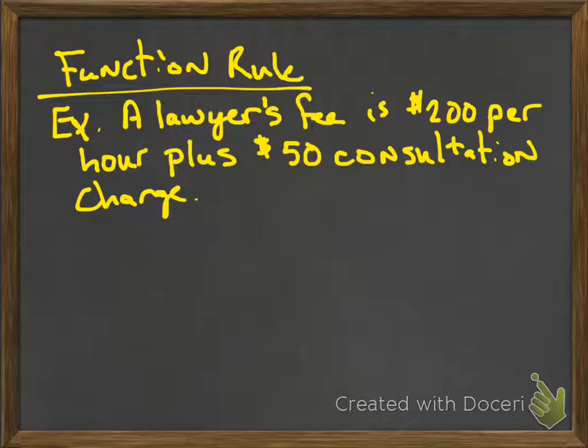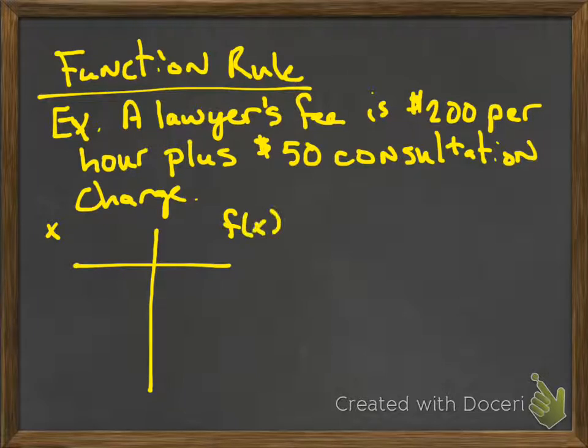Now let's look at this. A lawyer's fee is $200 plus a $50 consultation charge. Here we have what is called a function rule. We're going to come up with a function rule. What I'd like to do first is create the table. Here's my x, and instead of saying y, I'm going to say f of x, because x is what I'm putting in and f of x is the answer. What are the answers that I get?